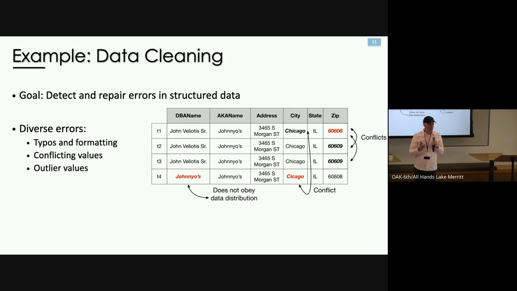So how do you fix the errors? Well, how do you know they're errors? Well, there are some things you may know, like logical constraints. You know that every address has a unique zip code, but here I have two zip codes for the same location. I know there's an error. So I would like to be able to know there's an error and fix it.